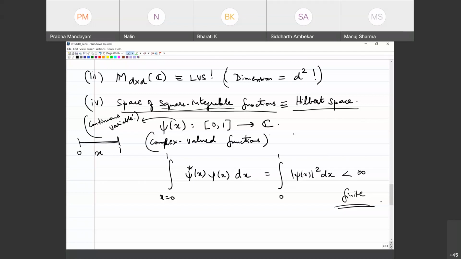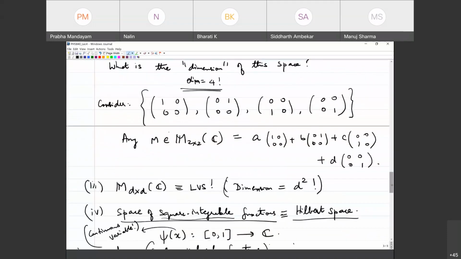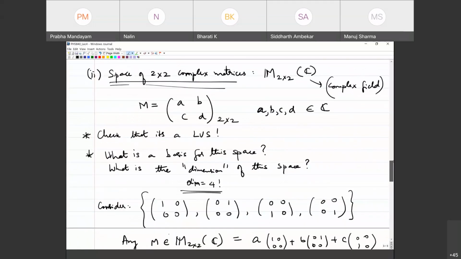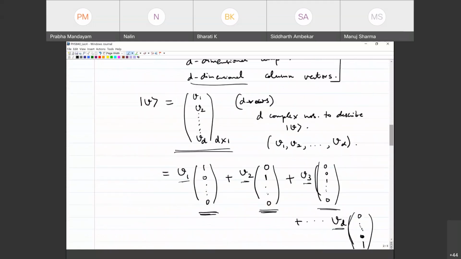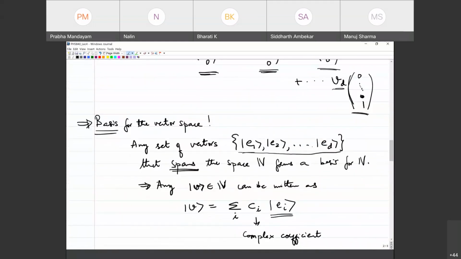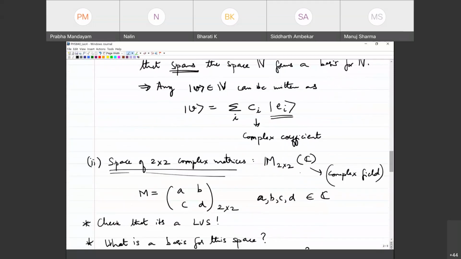So I hope now you can identify what one means by dimensionality. It's a question of how many distinct elements you need to represent all the elements of the vector space. And in the case of our d-dimensional complex column vectors, it was exactly d. One needed exactly d elementary vectors in terms of which every other vector could be written. So this is a finite dimensional space. The space of 2 cross 2 complex matrices is, of course, a finite dimensional space. The qubit space is a special example of this.